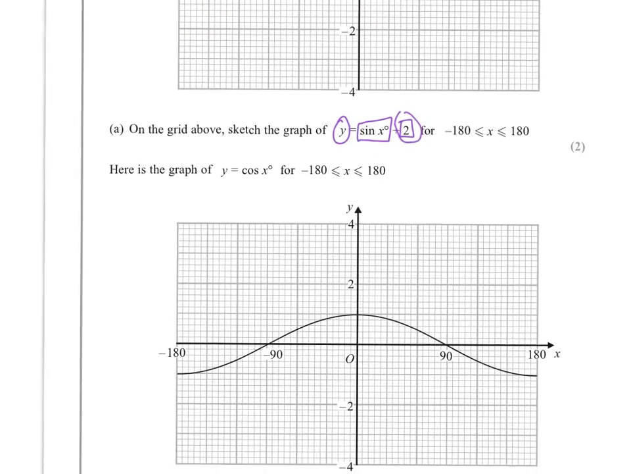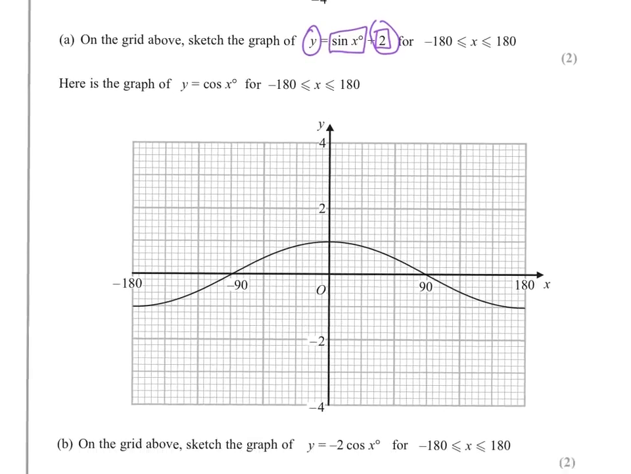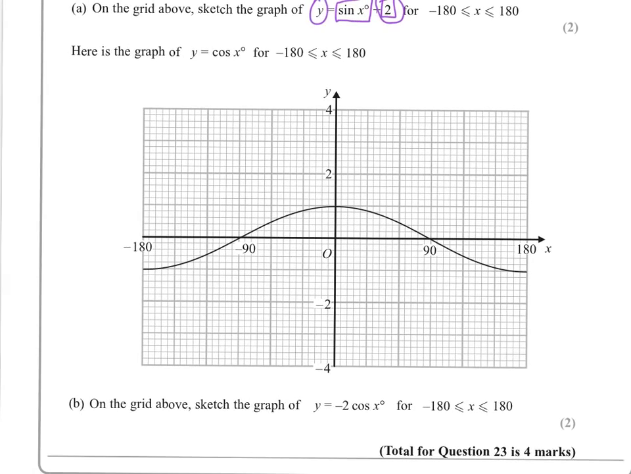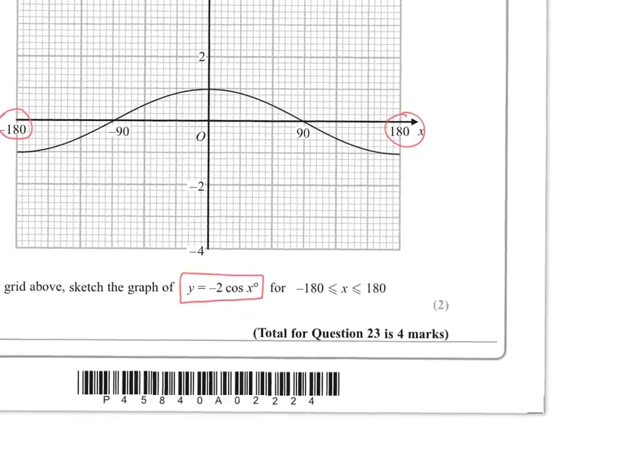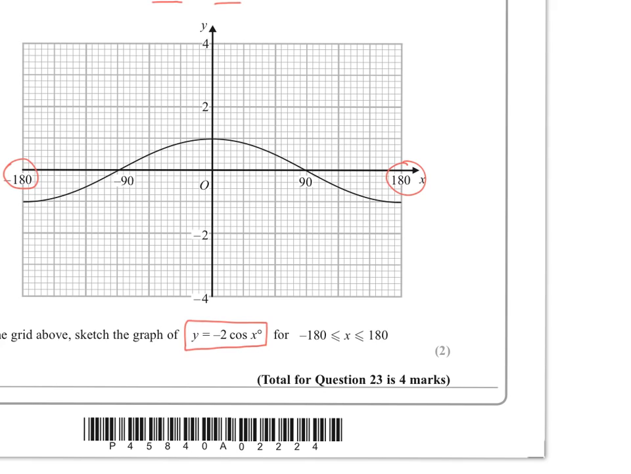and now we've got to do the second part. It says, here is the graph of cosine of x, or cos x, for the same interval from minus 180 degrees to 180, as shown here. And all we've got to do is sketch the graph of minus 2 cos x. Now that's reasonably difficult, I would say. Well, we've got to be careful with this one here. So let's give ourselves a bit of space first.